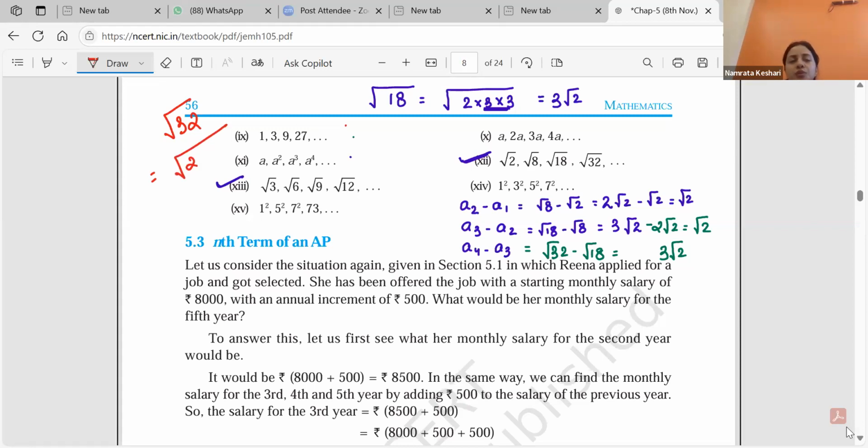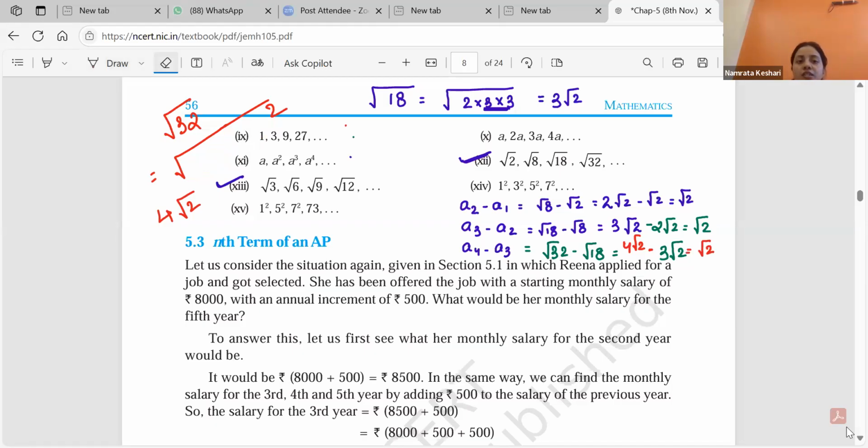32 means 2 to the power 5, that means 2 into 2 into 2 into 2 into 2. You will get a pair, you will get another pair, and it will be 2 into 2 outside and root 2. So it is 4 root 2 minus 3 root 2, that is again root 2. Can you see all the differences? All the differences are the same, hence it is in AP. Can we say that?